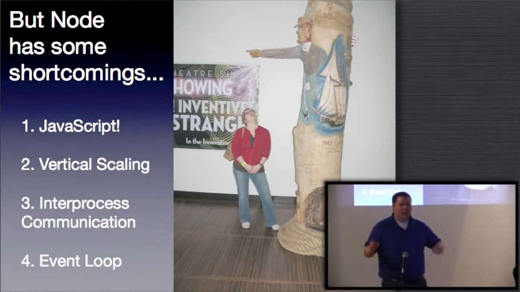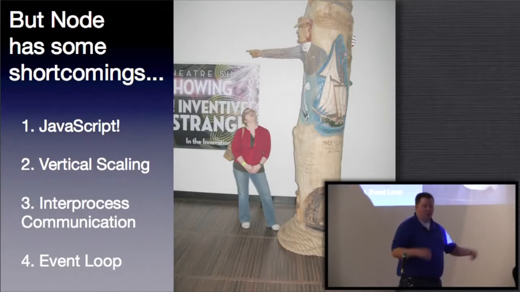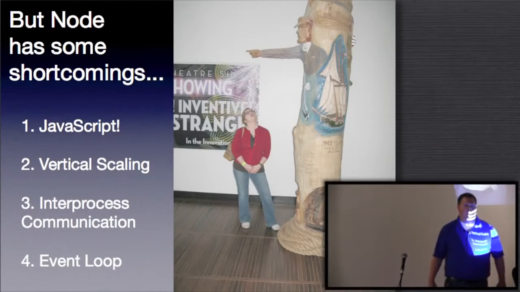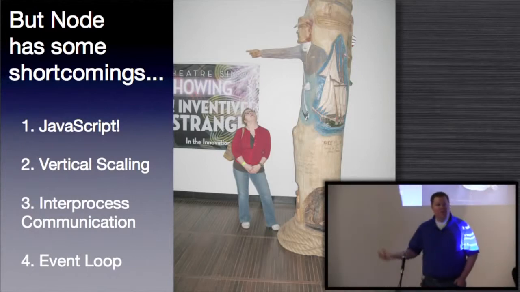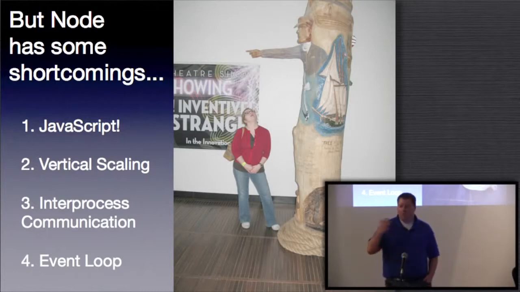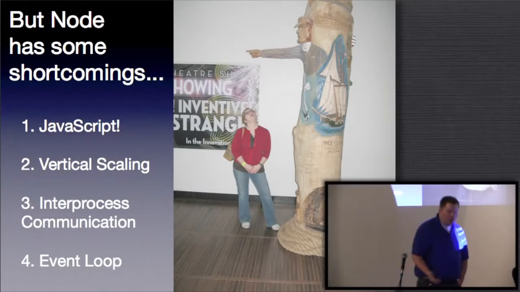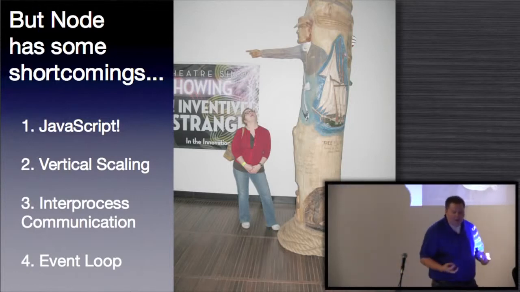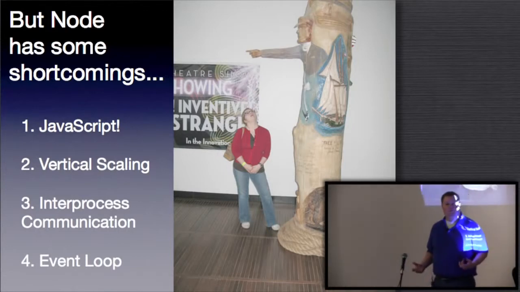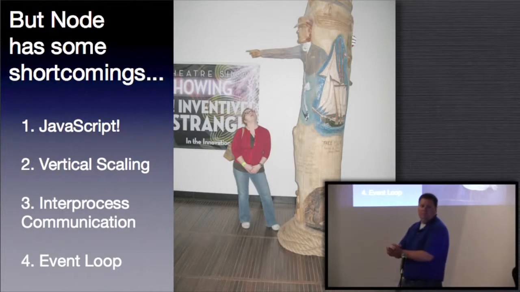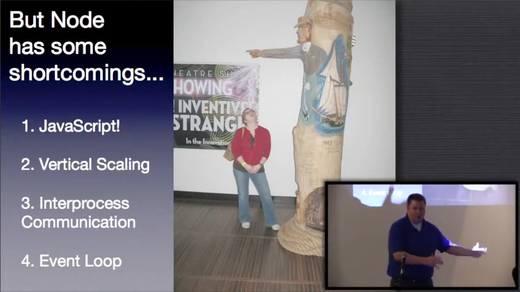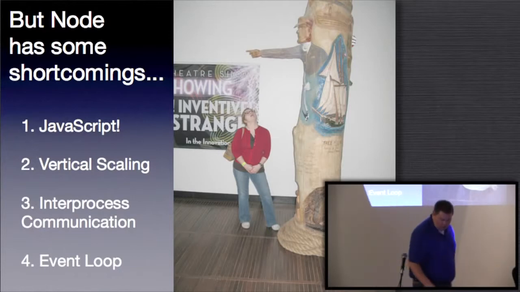Node does not really have a good story around vertical scaling. Horizontal scaling, great. Vertical scaling, hard. Inter-process communication is also something that we can do, but it requires a lot of low-level programming, a lot of glue code, a lot of bolting on of add-ons. And then there's this event loop thing. The event loop's great, unless you need to do work that doesn't fit on an event loop, and that's a problem that we can't really solve.